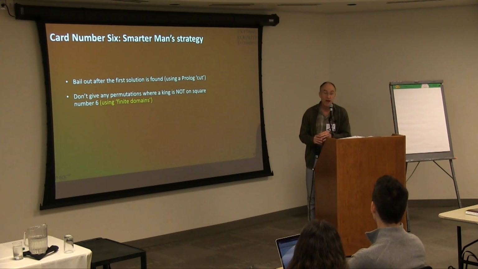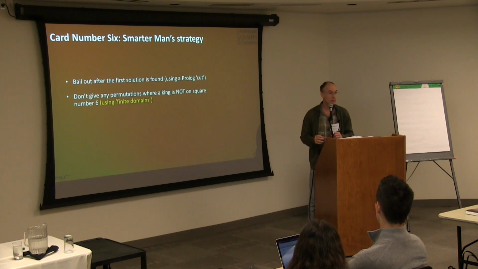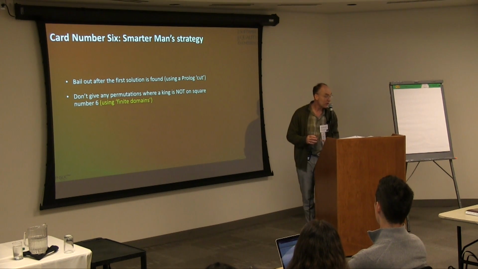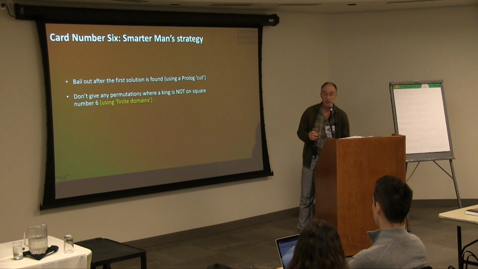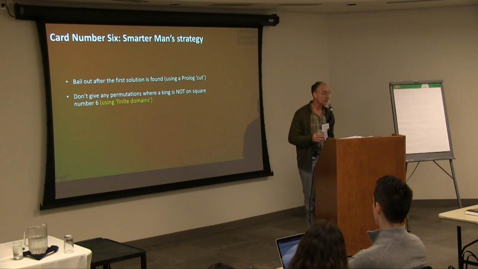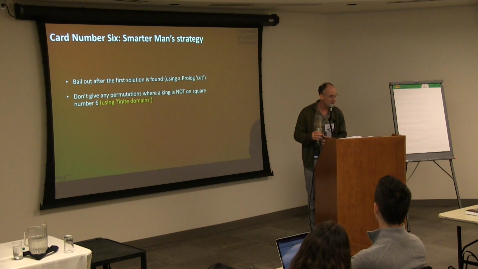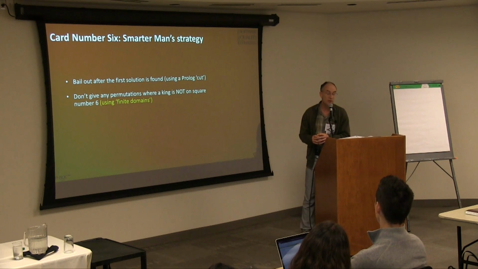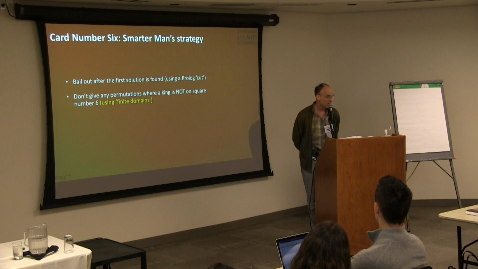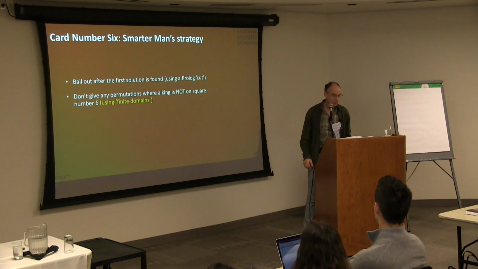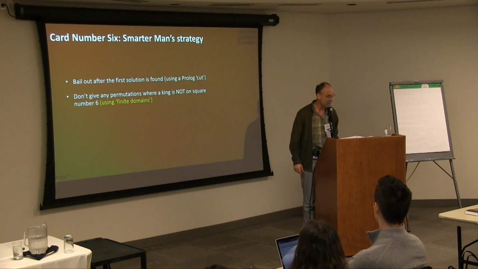Instead of going through all 40,000, then we go through maybe 1,000. It's much more efficient. Another thing we could do is don't present any permutations where a king is not on square number 6. So we know that that's important. So instead of a search space of size 40,000, maybe we reduce it even smaller, to 4,000 or 5,000. And this is something that we can achieve using finite domains in constraint language programming. I'll explain a little bit to you about finite domains in a second.